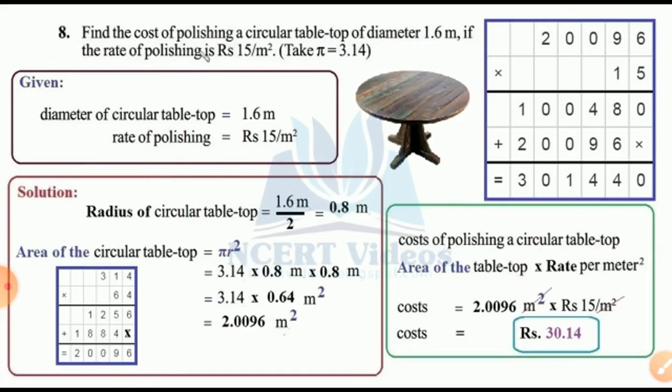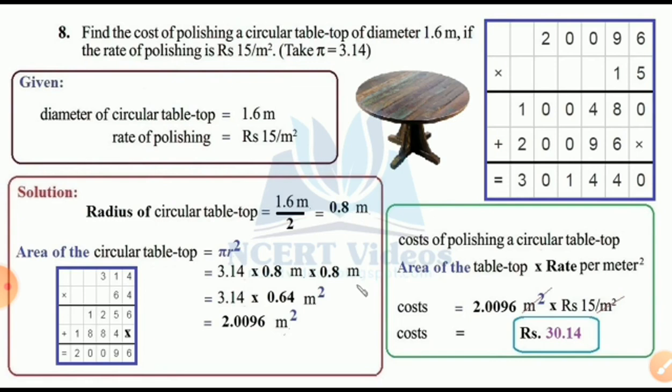Correct. Now look at question number 8. Find the cost of polishing a circular tabletop of diameter 1.6 if the rate of polishing is rupees 15 per meter square. My dear student, here the diameter of the circular table is given as 1.6 and the rate of polishing is also given, rupees 15 per meter square. Meter square means area inside, not a perimeter.